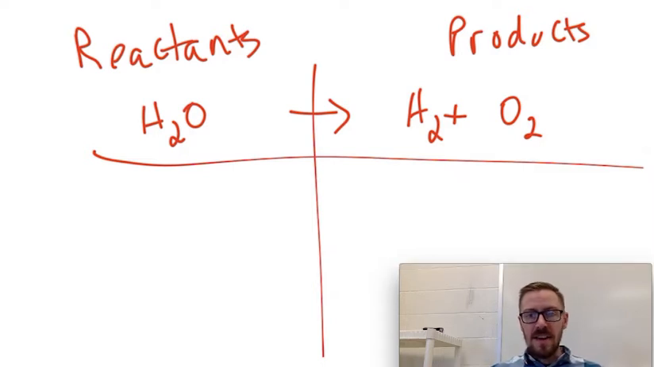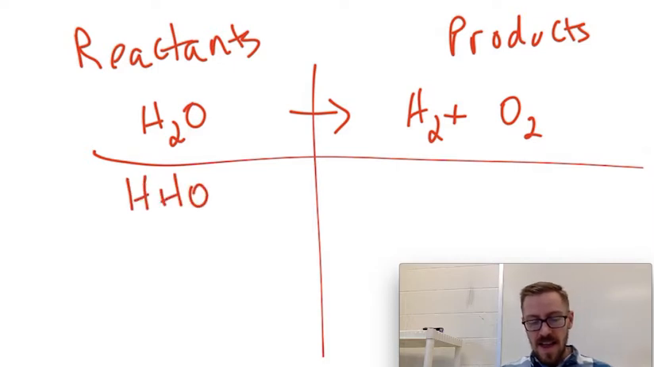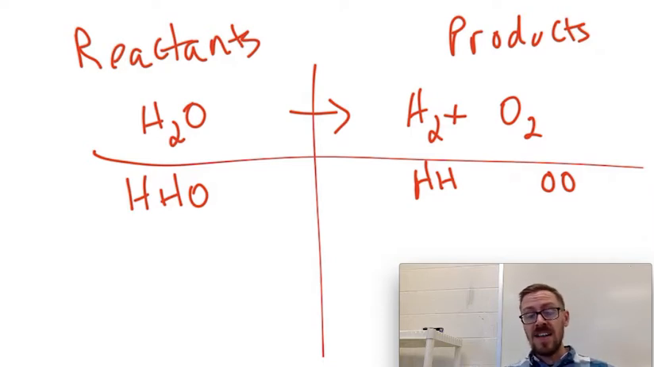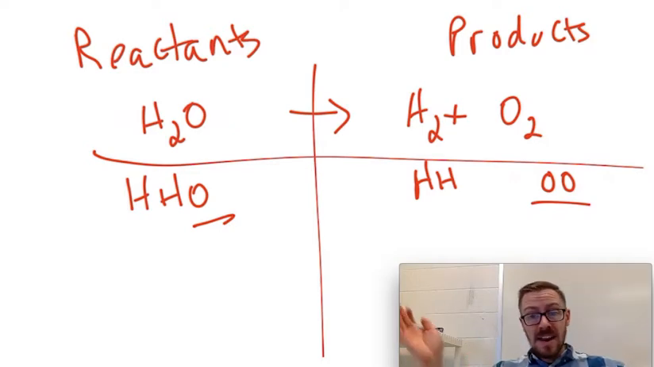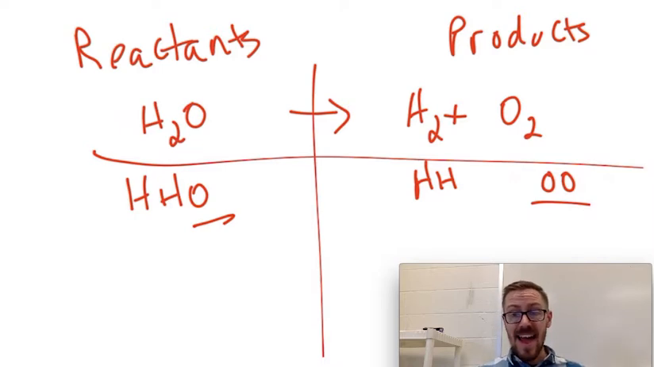So I'm going to draw a diagram of each one. H2O, if I interpret that correctly, would be HHO, and H2 would be HH, and O2 would be OO. So if I had one of each, that's what I would have. Now the problem is, on this side, I've got one O, and on this side, I've got two O's. So it looks like I've made an oxygen atom out of nowhere. And we know from the conservation of mass that that can't happen.